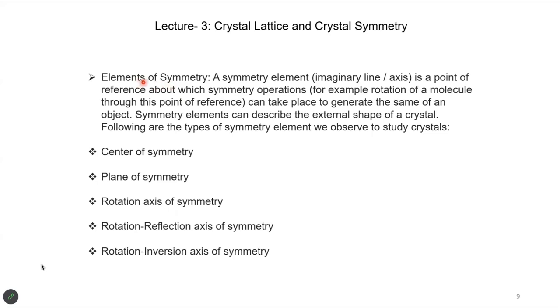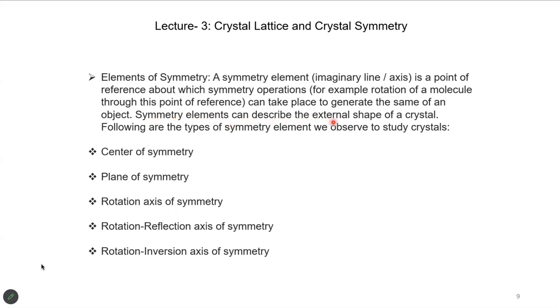So, symmetry elements I have been talking about. A symmetry element is an imaginary line or axis, a point of reference about which we do a symmetry operation. Let's say, for example, rotation of a molecule through this point of reference, and we generate the same molecule again.